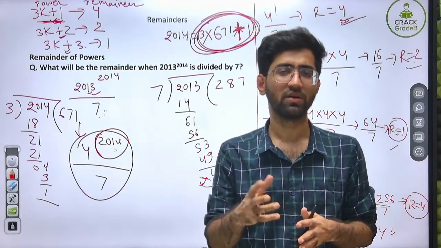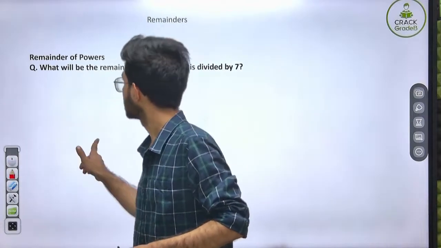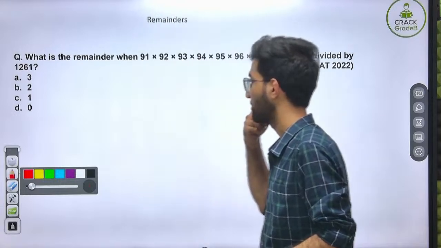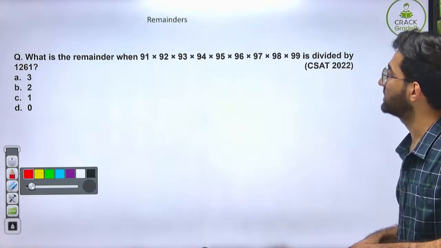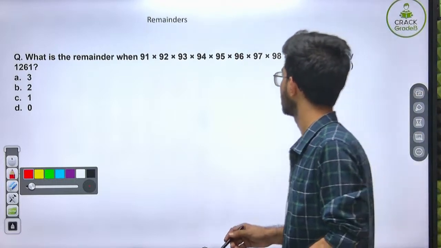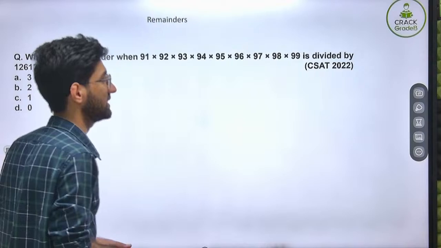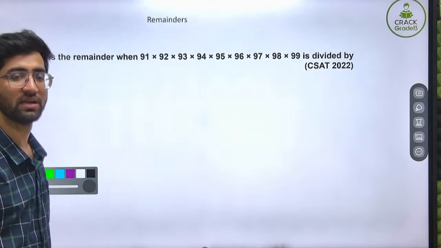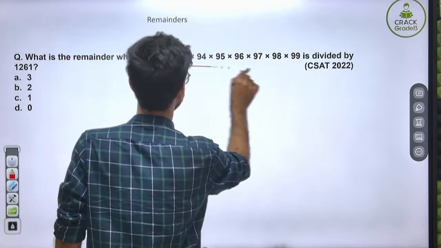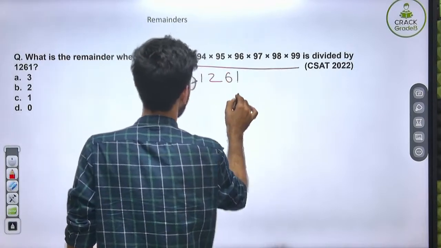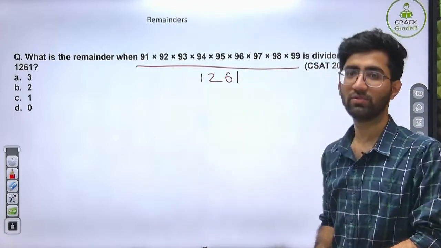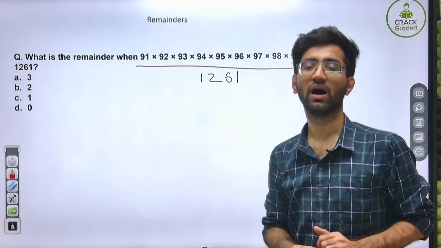Now we will solve a few interesting questions that have been asked in CSAT. Let us look at this question. What is the remainder when 91 into 92 into 93 into 94 into 95 into 96 into 97 into 98 into 99 is divided by 1261? So basically you have to divide this number by 1261 and answer the remainder.